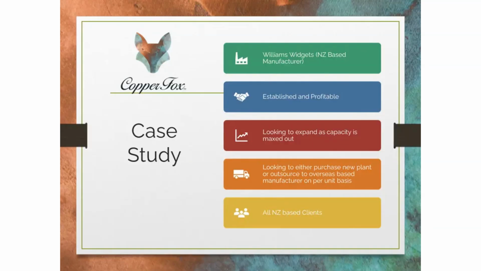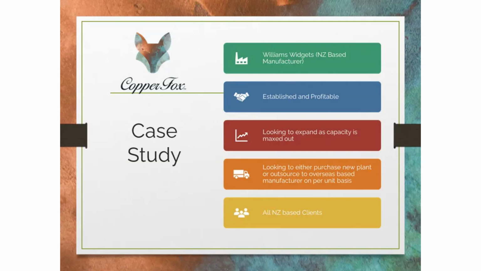To make this real, let's look at Williams Widgets, a New Zealand-based manufacturer. They're doing well and have a solid client base, but they've hit their capacity limit. Now they're at a crossroads. Should they invest in new equipment to expand locally or outsource production overseas?